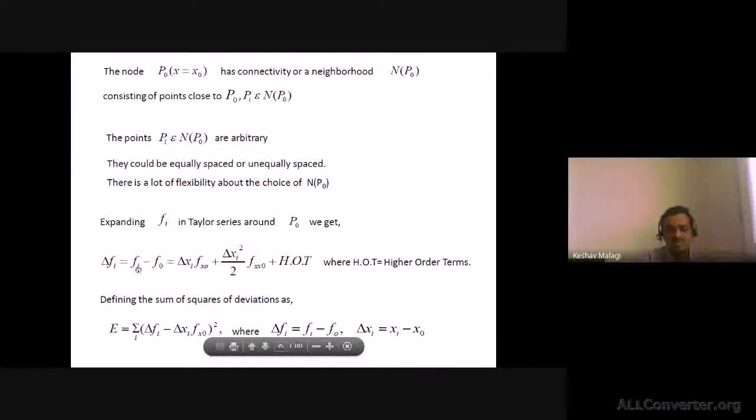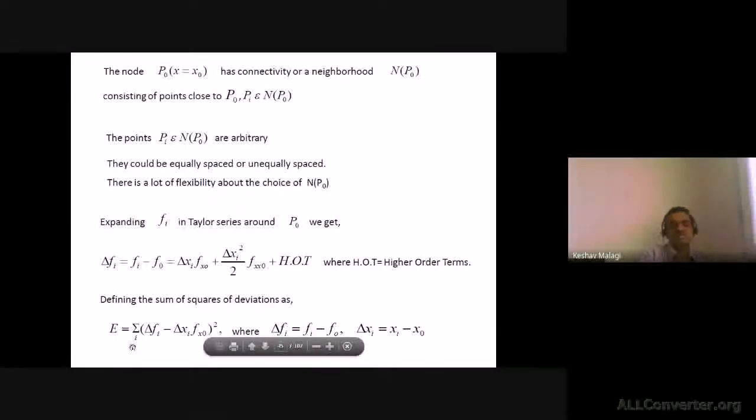So you have delta Fi, this is the data given to you. This is the approximation, and this is the exact thing, in which you have approximated up to only here. So the difference of this and this will define the error. Okay, delta Fi minus delta Xi Fx naught. This is the error committed. Okay, and you square this, take the square of the error at all the points. Okay, so at all the points i, we take the sum of the squared error, that we call E.